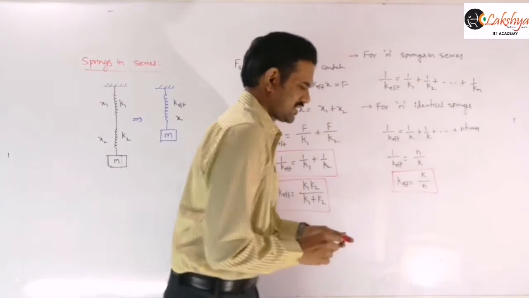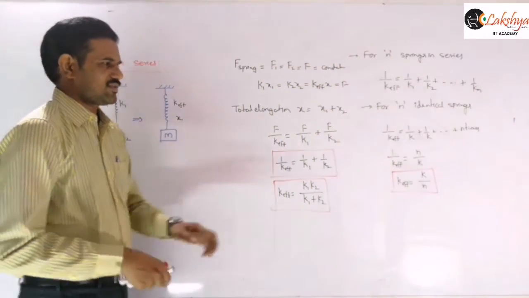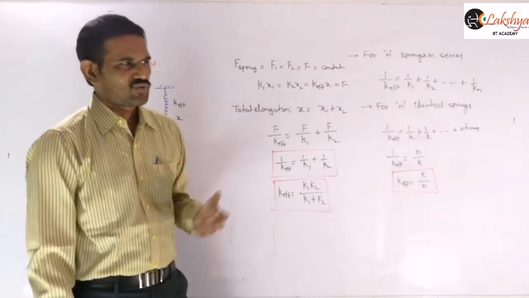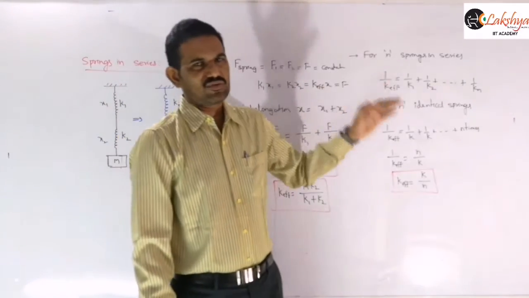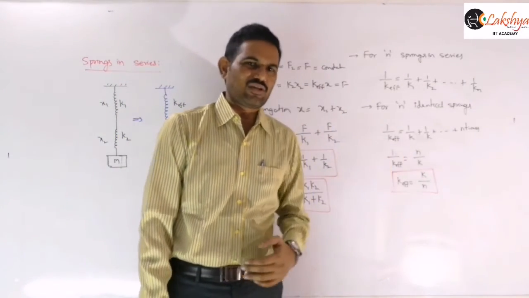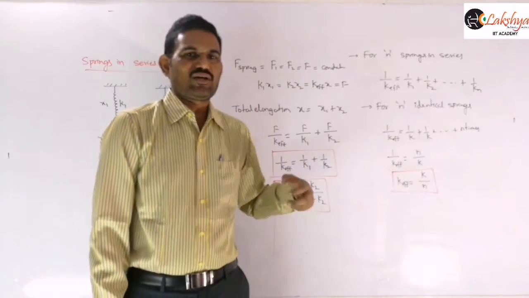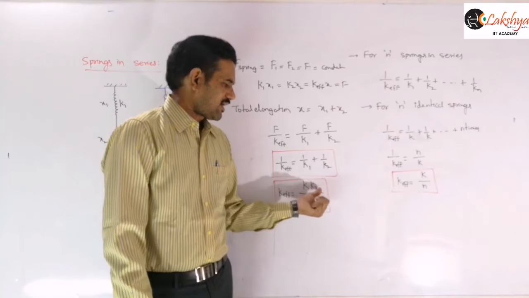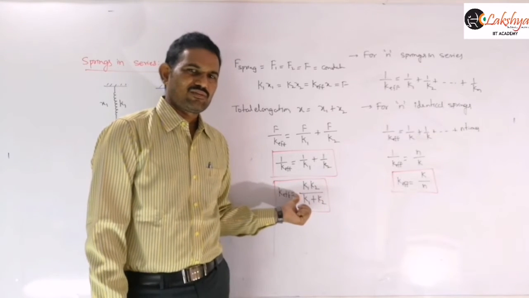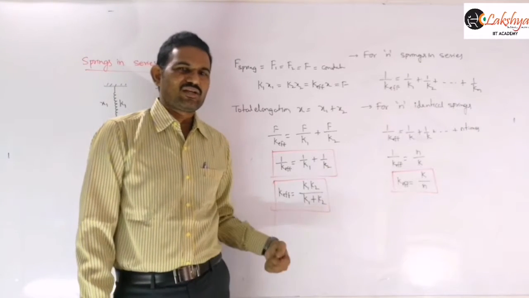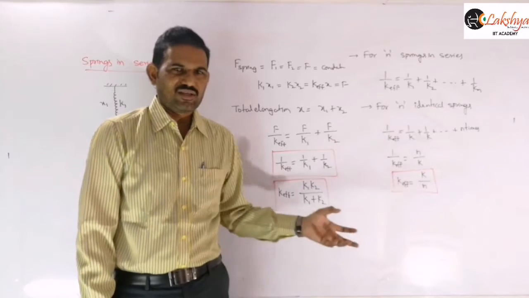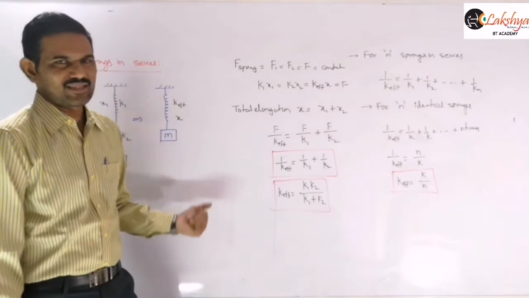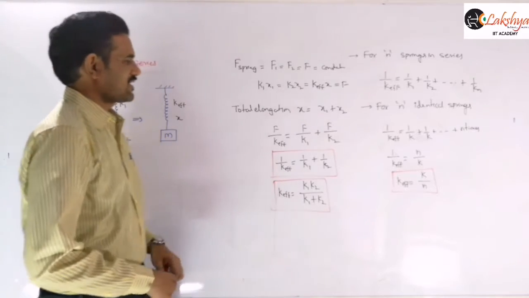So simply, if 2 identical springs are connected in series, then you will get K by 2. When you are connecting springs in series, the effective spring constant will be less than K1 and K2, or less than the least value. If K1 is say 100 and K2 is for example 10, then the effective spring constant will definitely be less than 10. So that is what you can mention here: K effective in series will be less than the least value. That is springs in series.